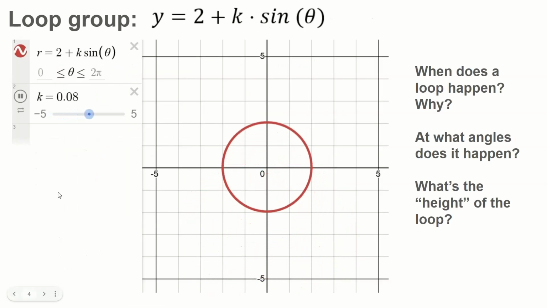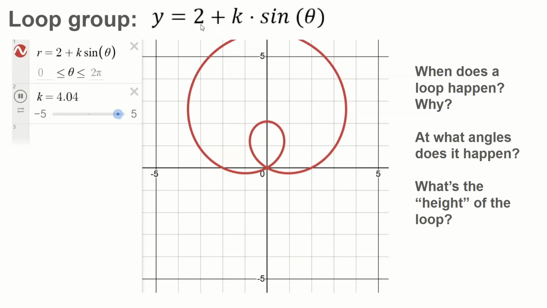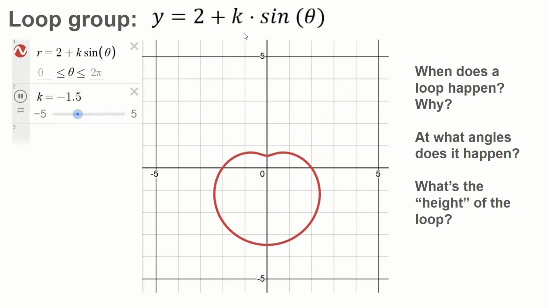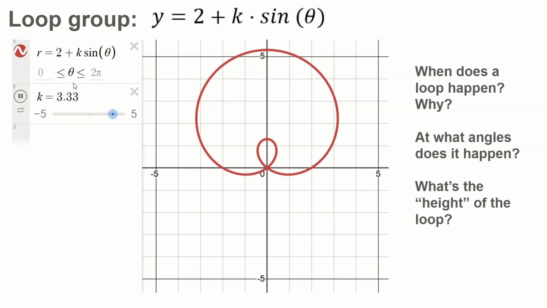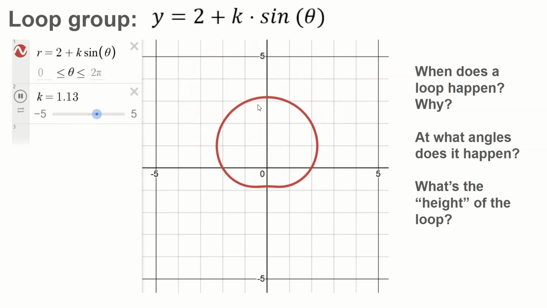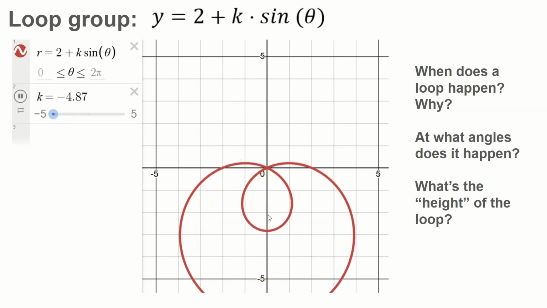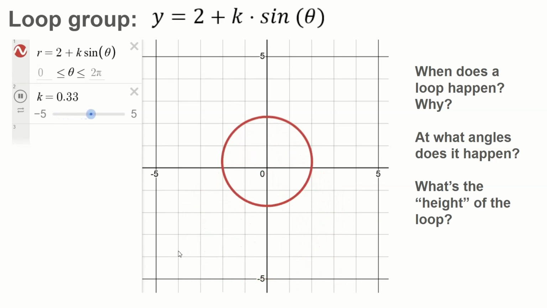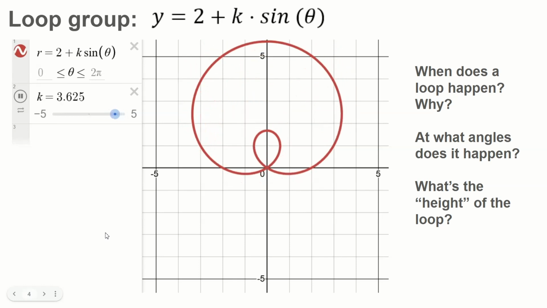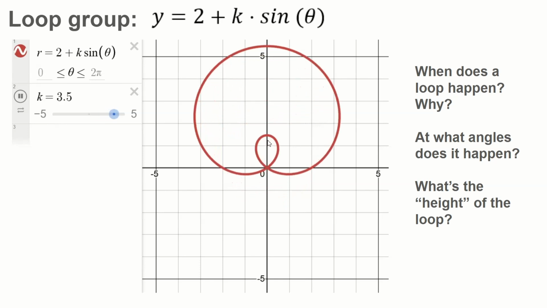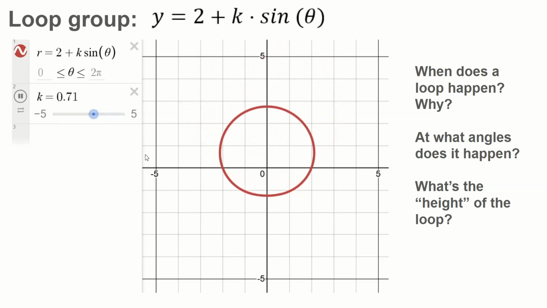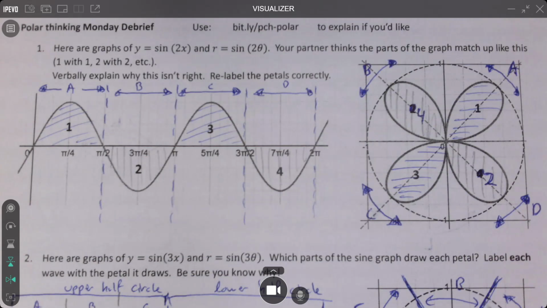The loop group was interested in families that look like some constant plus a scale factor multiplied by sine of theta. And as you can see, as k changes values, sometimes you get a circle, and then sometimes you get a loop. So we're interested in when does the loop happen, why does the loop happen, what angles does the loop happen at, and what's the height of the loop. Notice that when k equals 5, the loop hits approximately 3 there. So we'll start by debriefing petal people.